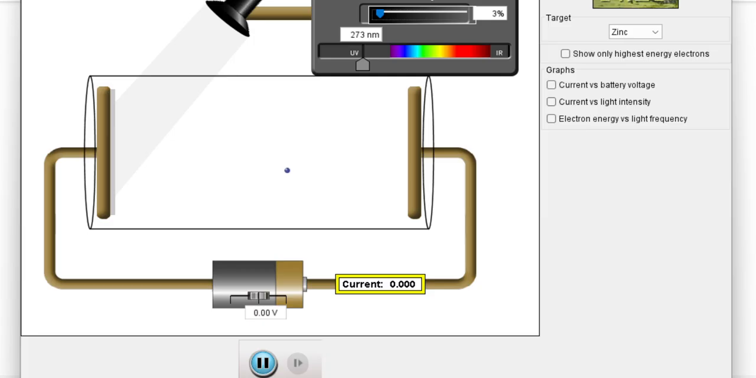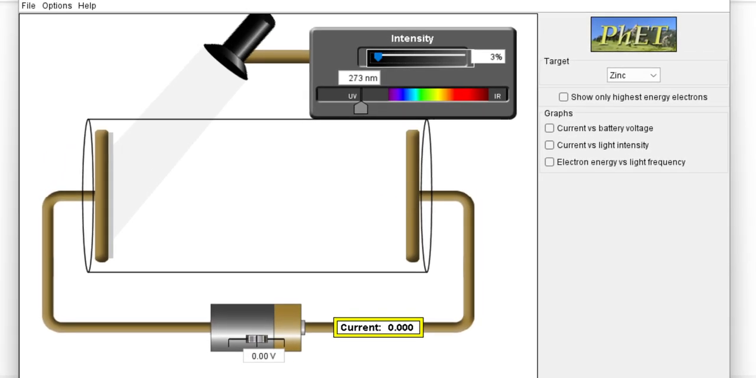I think I'll pull up the applet just to show you how to get Vs. Again, this is the same applet. I'm just going to pull this to maximum. You should see current being detected. Not sure why there's no current. Let me try and see. Okay, there's some current like that. Maybe I shouldn't use zinc. Let me change to sodium. This is only the higher energy electrons, but I want to see all electrons.